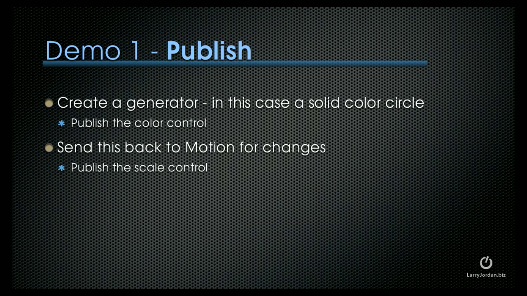So let's start with a demo and show you what publishing is. I'm going to create a generator. In this case, it'll be a solid color circle. Then I'll publish the color control and show you how this works inside Final Cut. Then we'll send this back to Motion and make changes. We'll add another control. We'll publish the scale control. So let me show you how this works.